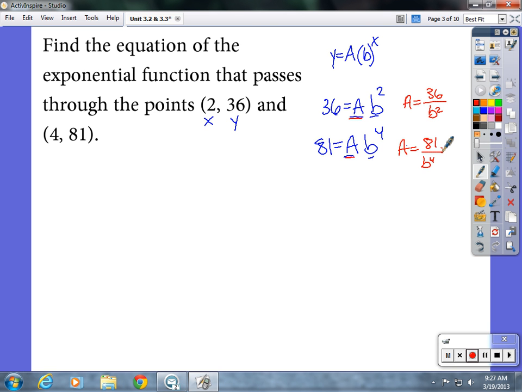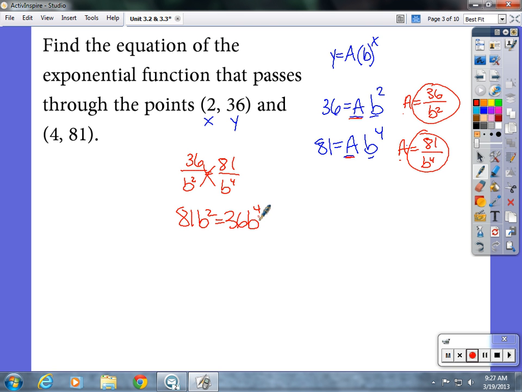Okay. Now that I have a by itself for both of these, I can let these two equations equal one another. So 36 over b squared equals 81 over b to the fourth. Cross multiply, and you end up with 81 b squared equaling 36 b to the fourth. Now if I have two b's on this side, four on this side, two of these will cancel out. So 81 is going to equal 36 b squared.